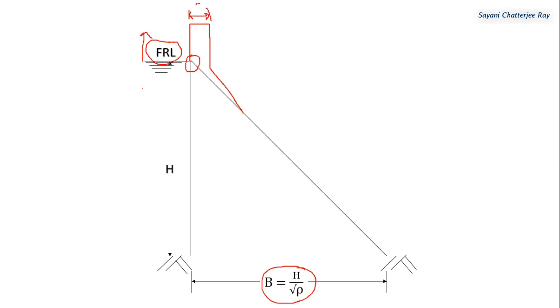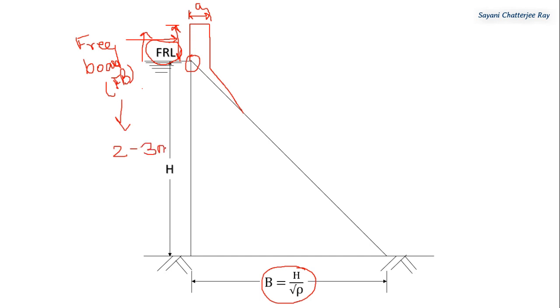Again, some top width is also necessary for the stability and for providing the roadways over the dam. This safety margin is known as the freeboard. The amount of freeboard depends on peak flood, intensity of wind or height of waves. In normal practice, freeboard is generally kept from 2 meter to 3 meter.